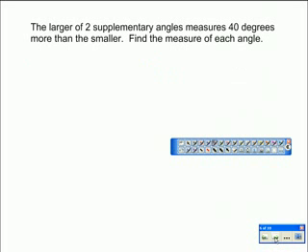Alright, now we're going to put all those rules together and try to figure out some problems. Here's where the analytical geometry starts. The larger of two supplementary angles measures 40 degrees more than the smaller one. Find the measure of each angle. Alright, so as I look at this, two supplementary angles means they're going to add to 180 degrees. The larger of the two measures 40 more than the smaller.